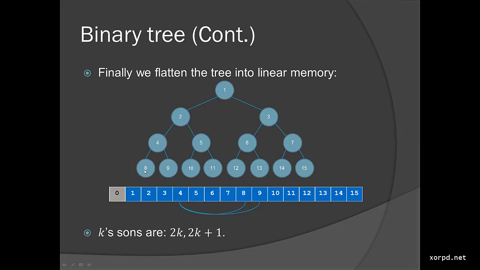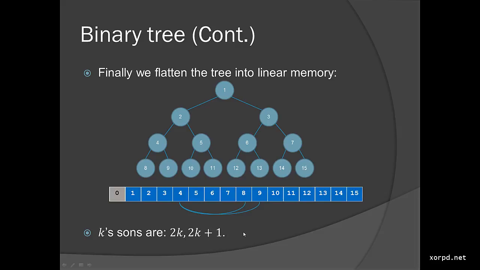4's sons are 8 and 9. It is not so hard to find out that the children of 4 are just 2 times 4 and 2 times 4 plus 1, which are exactly 8 and 9. We can just, for example, check some other number, for example 6. 6's sons are 6 times 2 and 6 times 2 plus 1, which are exactly 12 and 13. And we can see that this rule applies to every node. We can use this rule and conclude that k's sons are 2 times k and 2 times k plus 1.